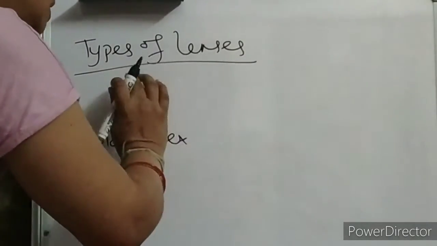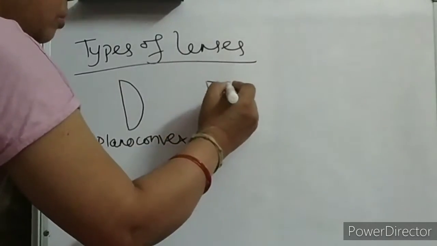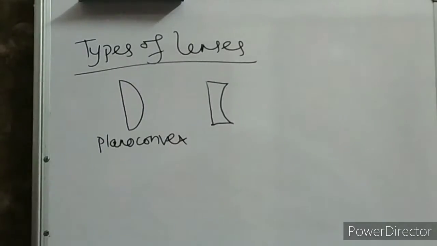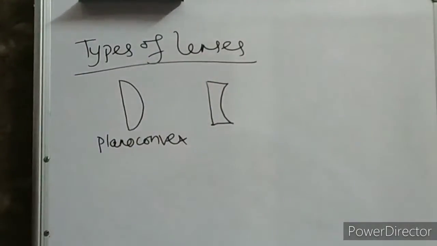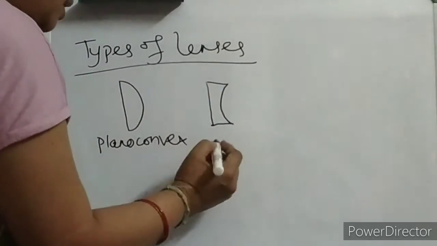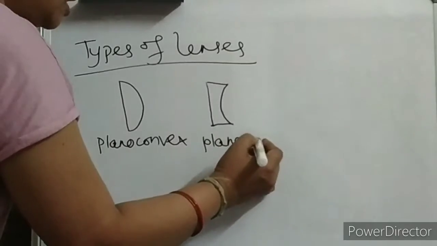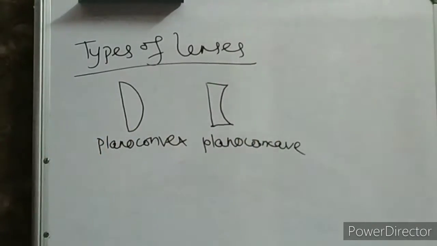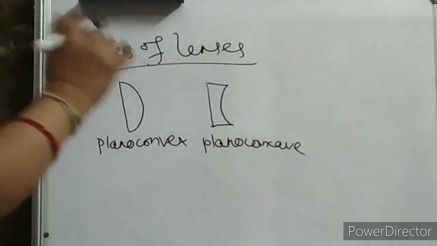Now it is bulging out. No, it is curved inwards. Okay. What is this? Plano concave. All those things you are going to deal with in class 12th. Plano concave. Okay. Now minimum one side is curved, so it is a spherical lens.